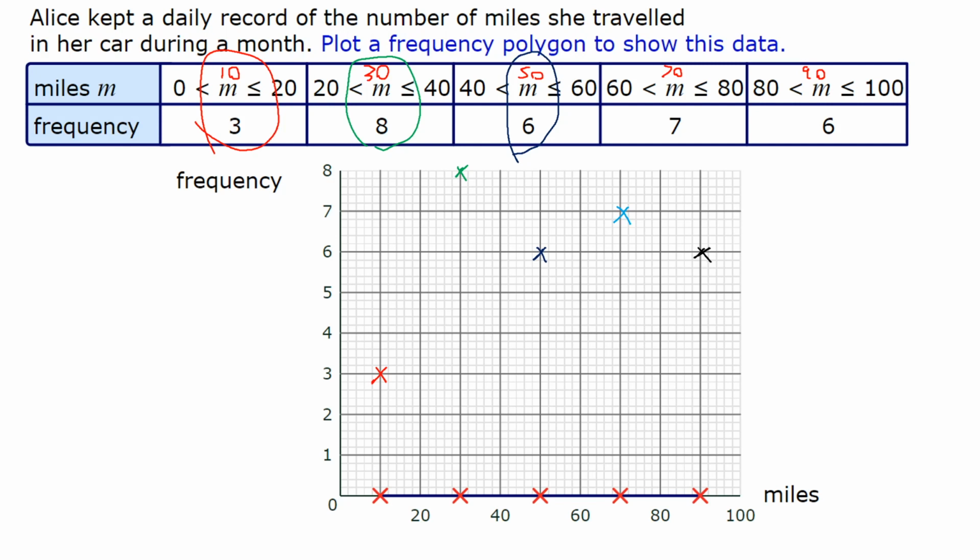Now, whenever we have a frequency polygon to show the data, what we're going to do is draw straight lines between each of the points. They're not going to be curved. They're not going to be zigzaggy. They're going to be straight. Okay? So now we have 1, 2, 3, 4, 5 points on our frequency polygon.